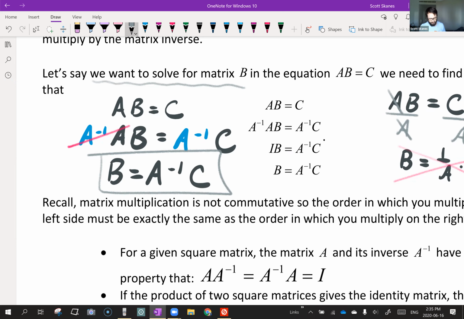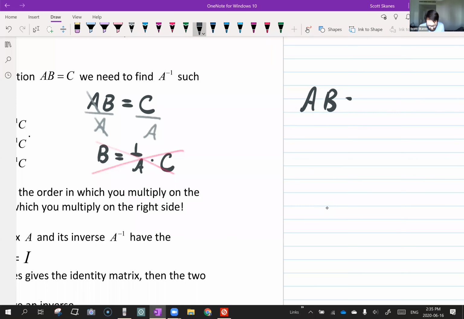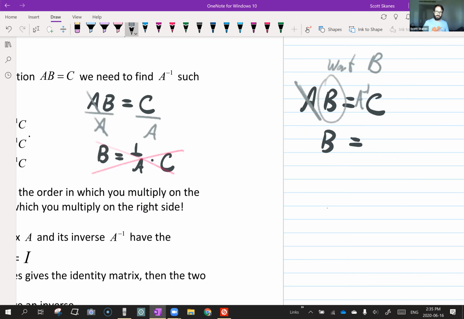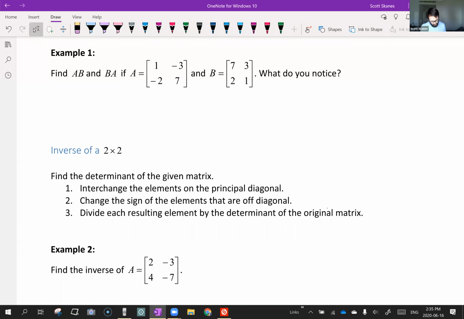So think of it like dividing. If I have AB equals C, and I'm looking for B, you want B alone, so you use the inverse. You can essentially cancel it from that side and add it to the right. It's like dividing by A, like getting 1 over A, except we have A inverse. That will come up again later. Let me show you how this works. I'm just going to skip that example.